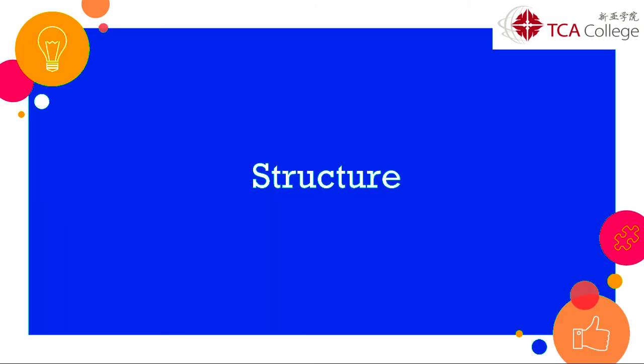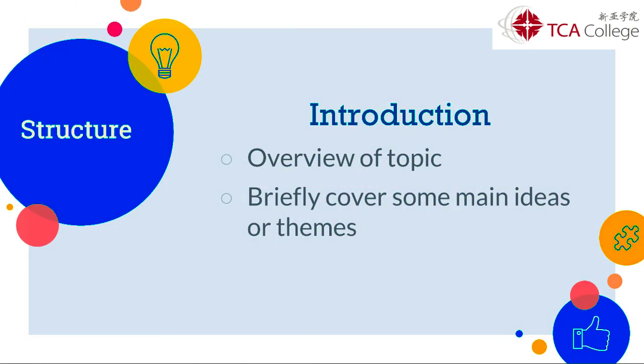The expected structure for the literature review can be found in your course outline. And the review should begin with an introduction where you present the reader with an overview of your selected topic or issue. You may want to briefly cover some of the main ideas or themes which you will discuss in the rest of the paper.